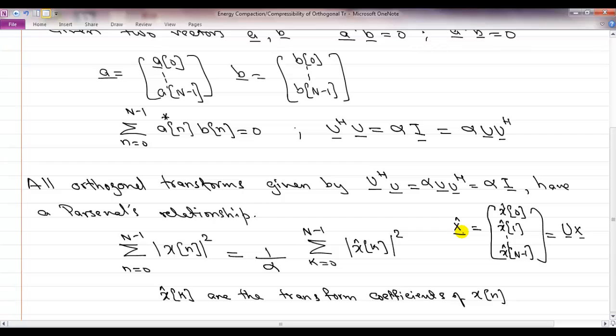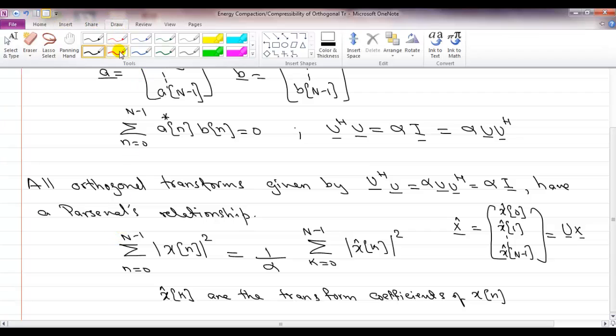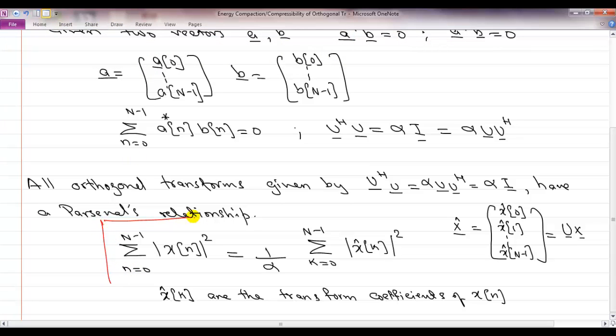If you are given any orthogonal transform which has this property, U Hermitian U equal to alpha times identity, effectively any orthogonal transform, it could be the discrete Fourier transform, discrete cosine transform, or the discrete wavelet transform, the orthogonal versions of them. It could be the Hadamard transform or any other transform. If it is an orthogonal transform, it is going to have Parseval's identity. And what is this identity saying?